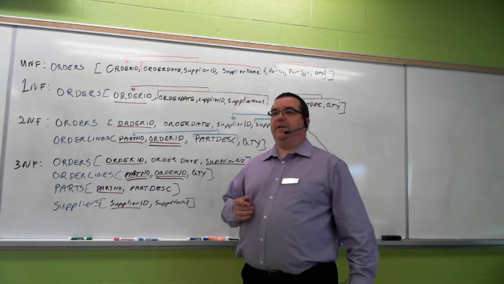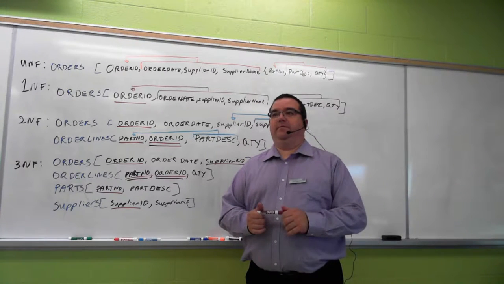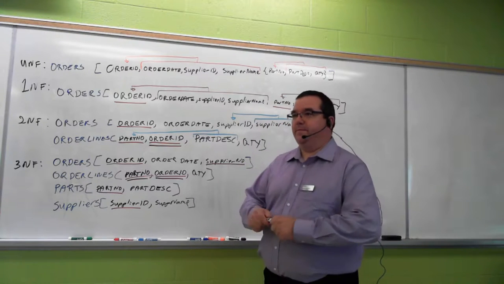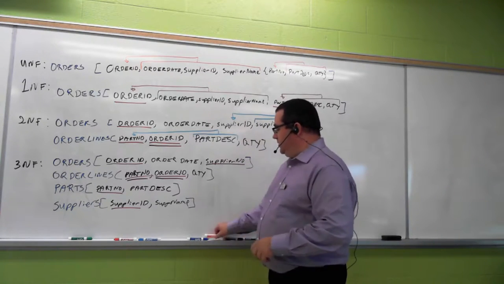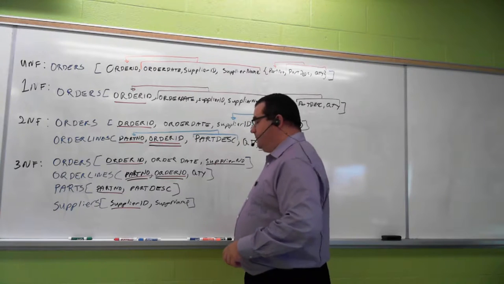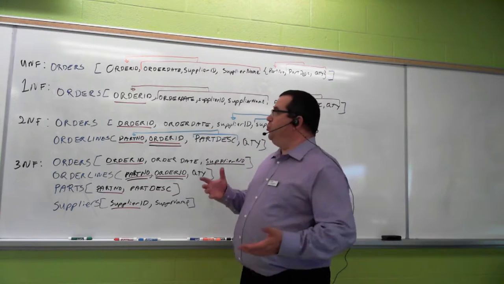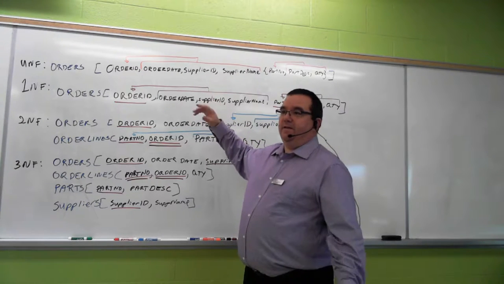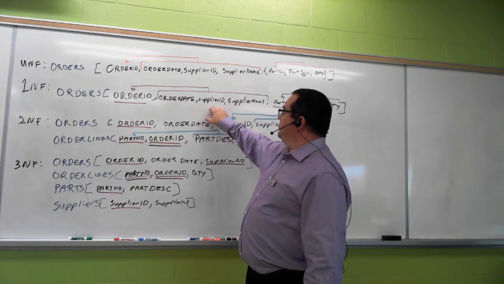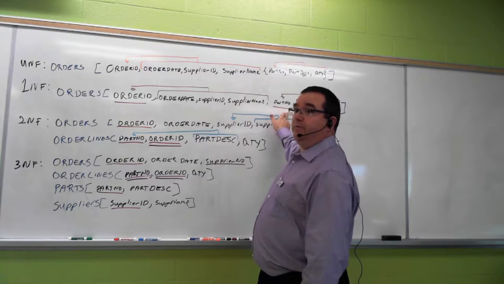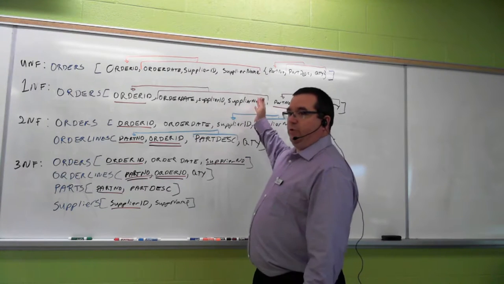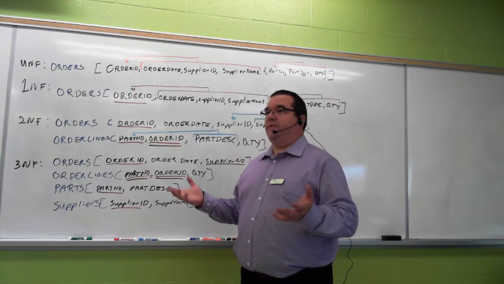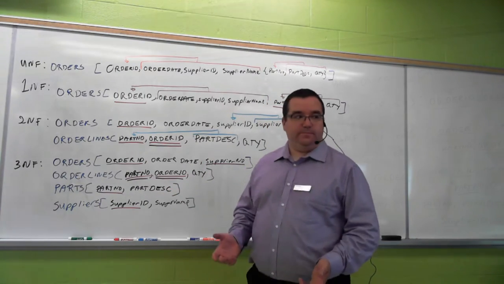It looks an awful lot like part two of the lab. It's pretty much the solution for part two of the lab. So this is based on a few assumptions. In this case, we were assuming that each order can only go to one supplier. Theoretically, if we decided that the supplier is actually part of the part number, then it would look different.